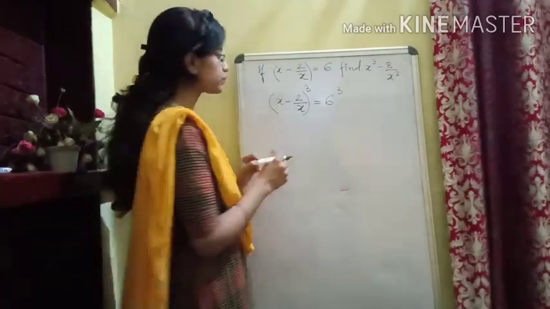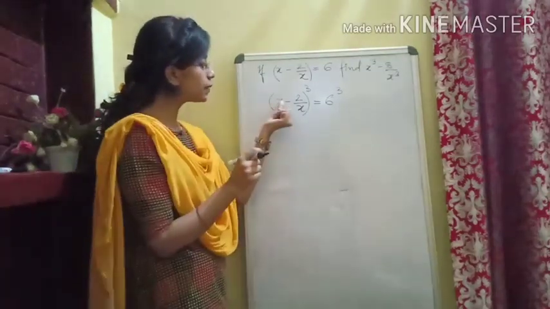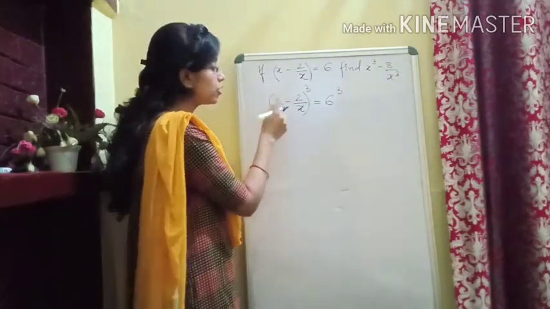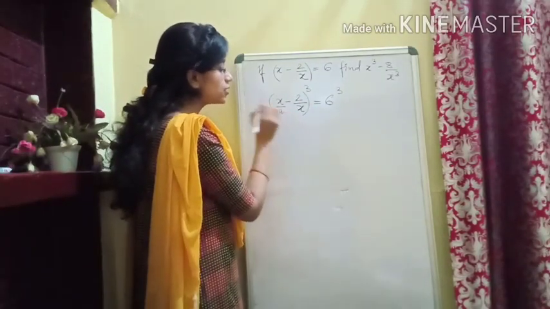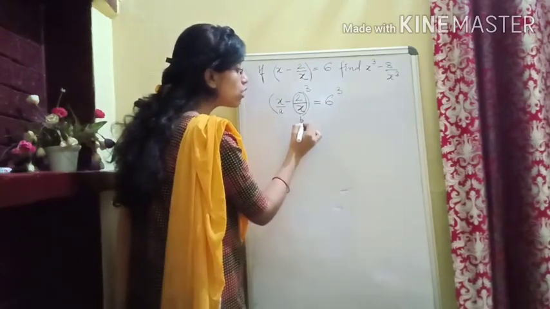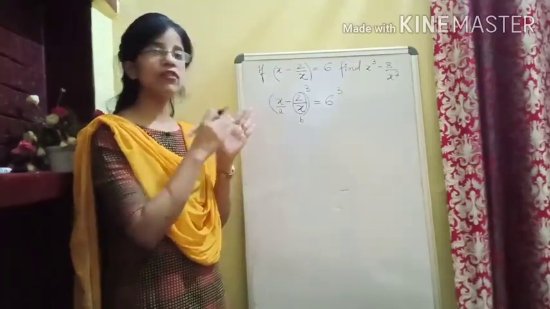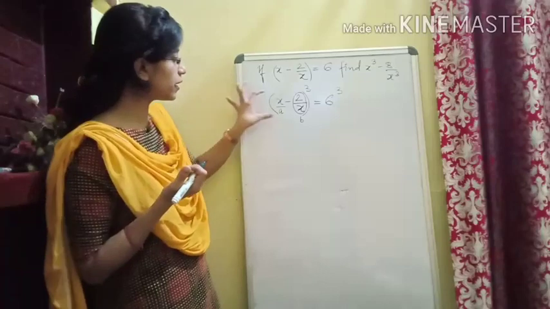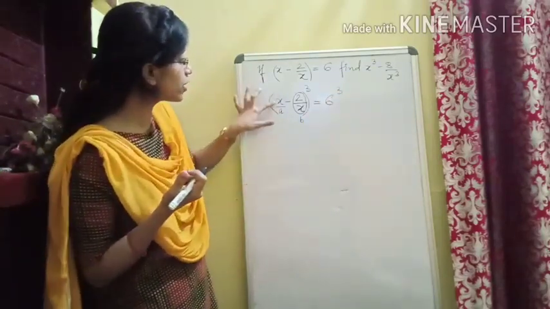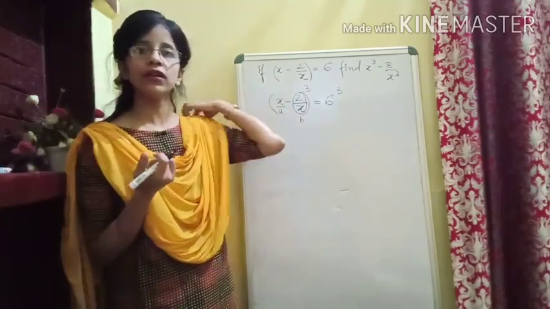Is it clear? Okay. Now let us see this. This is simply a minus b whole cube. I am comparing it: what is at the place of a? It is x. What is at the place of b? It is 2 upon x. Whenever we apply the identity, we always see what is at the place of a and b, so that we can put the values in the identity. At the place of a in our question it is x, and at the place of b it is 2 upon x.